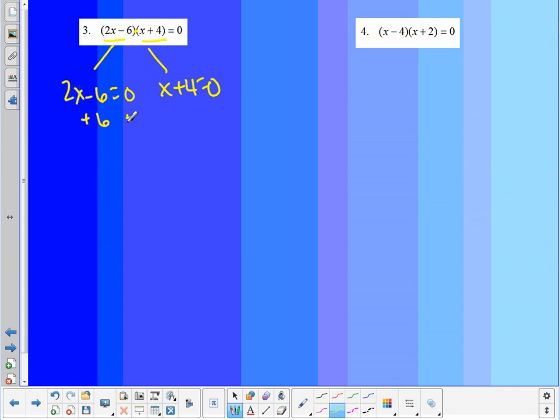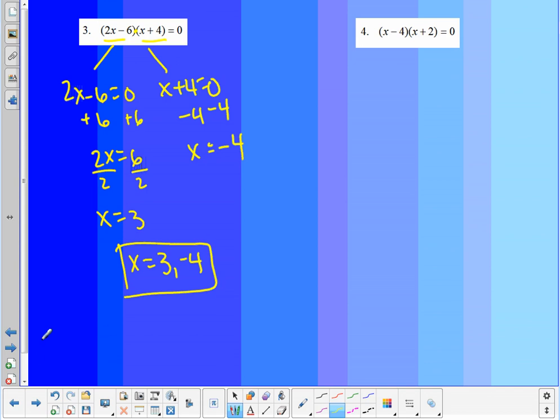Add the 6, 2x equals 6, and divide by 2. X equals 3. Over here, subtract the 4, and I get x is equal to 0 minus 4, which is negative 4. So I have x equals 3 and negative 4 as my two solutions to that equation. One more that's already factored. Let's look at that one. X minus 4 and x plus 2, they both get set equal to 0.